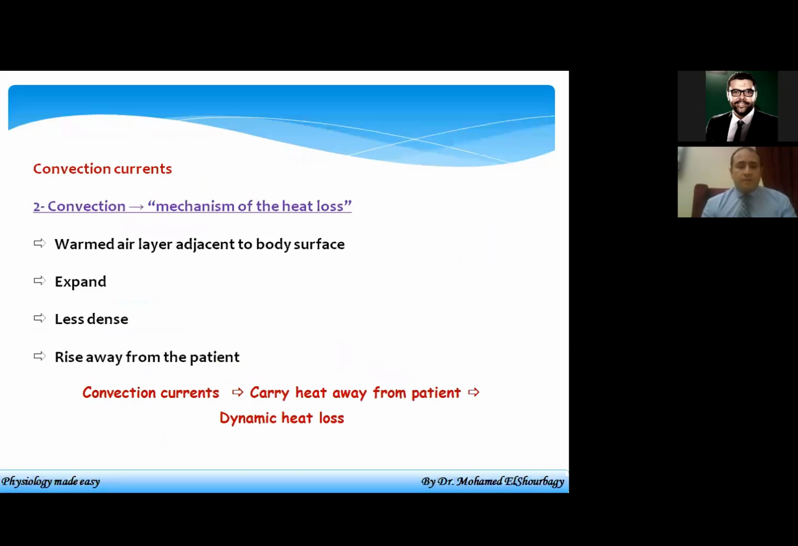Convection currents, the convection mechanism of heat loss. Warmed air layer adjacent to the body surface expands, becomes less dense, and rises away from the patient, causing heat loss. So convection currents carry heat away from the patient, making what's called dynamic heat loss.